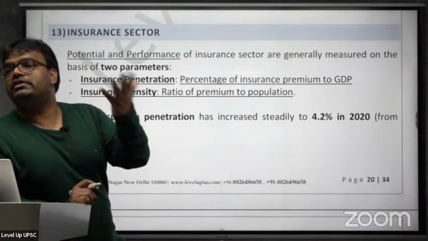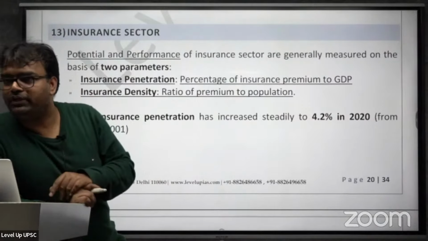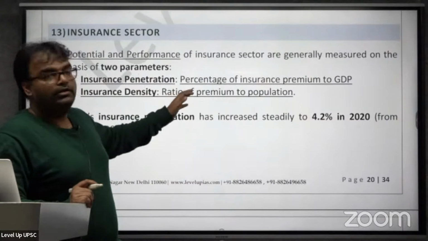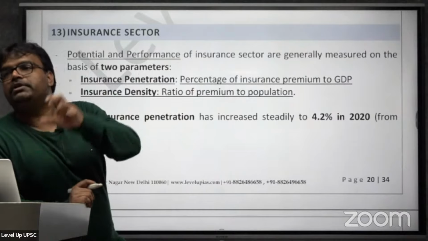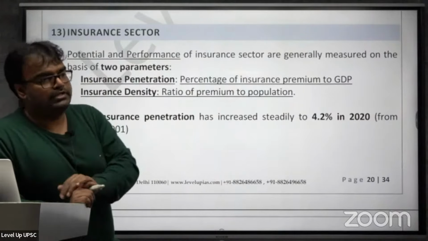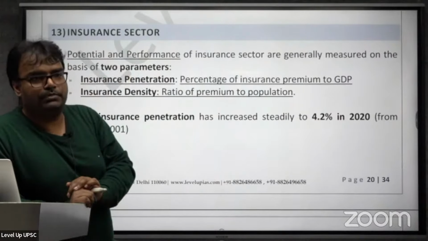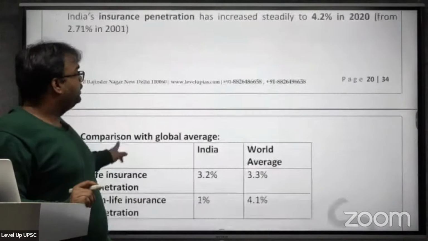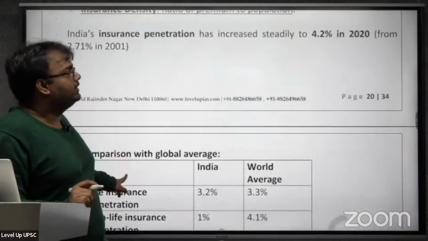तो एक इंडिविजुअल कितना पे कर रहा है इंश्योरेंस के लिए ऑन एन एवरेज, एंड जो इंश्योरेंस पेनिट्रेशन था, इट वाज सेइंग कि आपके टोटल जीडीपी में कितना परसेंटेज इंश्योरेंस प्रीमियम के लिए जा रहा है, कितना पेमेंट इंश्योरेंस प्रीमियम के लिए जा रहा है. सो नाउ विल कम टू द डेटा.